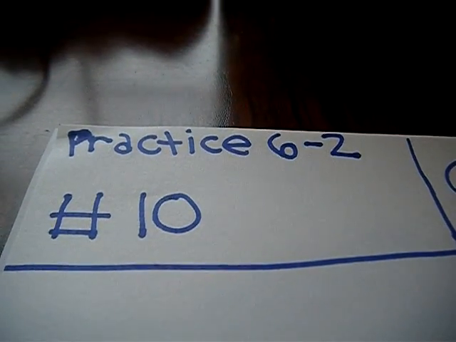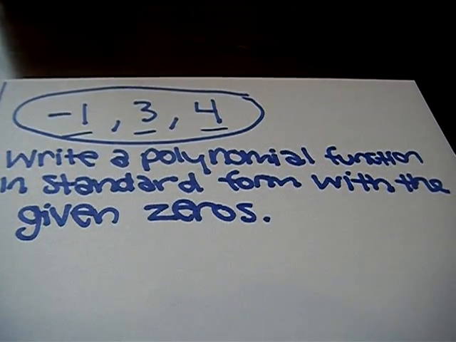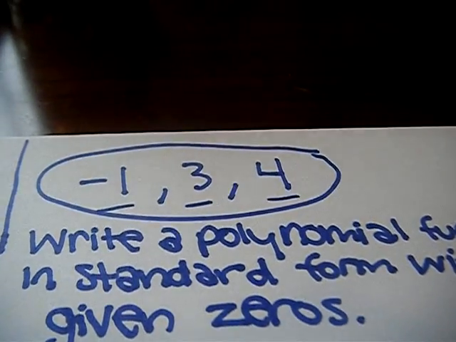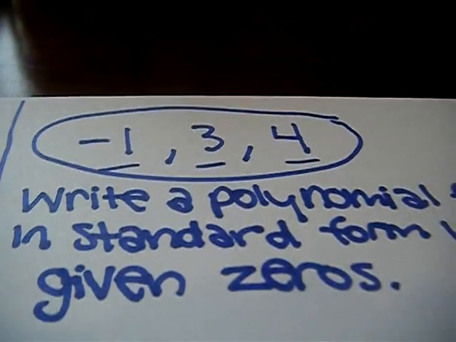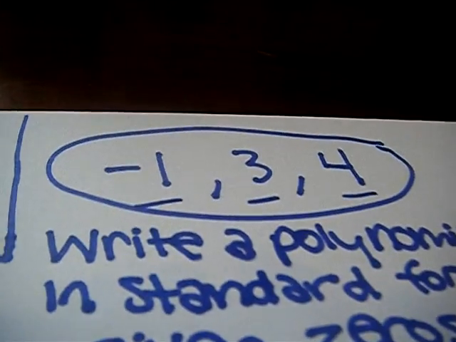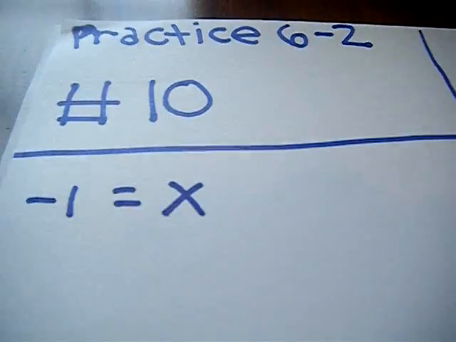Practice 6-2, number 10. The directions state, write a polynomial function in standard form with the given zeros, -1, 3, and 4. First, what you would do is set up all of your equations. Since the first number is -1, you know -1 is equal to x.